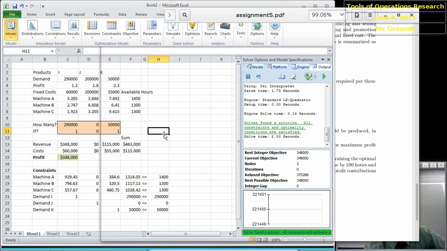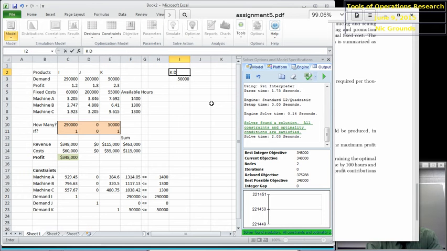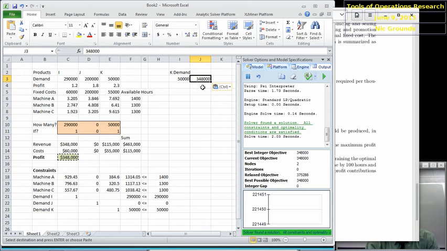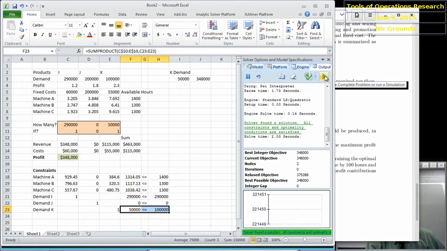Okay, so just so I can keep track, this was K demand. When it was 50,000, then our profit was, let's paste the value here, 348,000. Okay, so we're going to double this demand for K. So instead of 50,000, we'll do 100,000. So now the demand for K is no longer a binding constraint, so let's resolve and see if we would make more K product. And of course, as you might expect, we would.